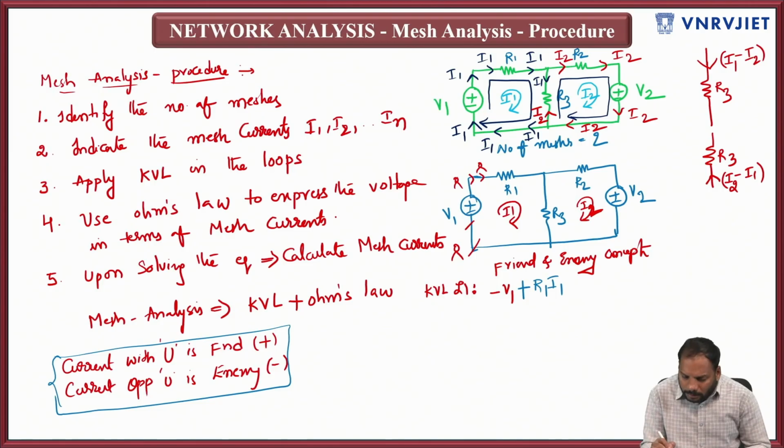Okay, then coming to R3. Whenever you are walking through R3, I'll try to show you in the red color. You are here now, walking in this direction, going down. Whenever you are going down, I said the current with you is your friend. That means I1 is your friend. That means R3 into I1 is plus I1, and I2 is coming opposite to you. So in R3, I1 is coming with you, I2 is coming opposite to you. That means it is our enemy. So that is why it is minus I2.